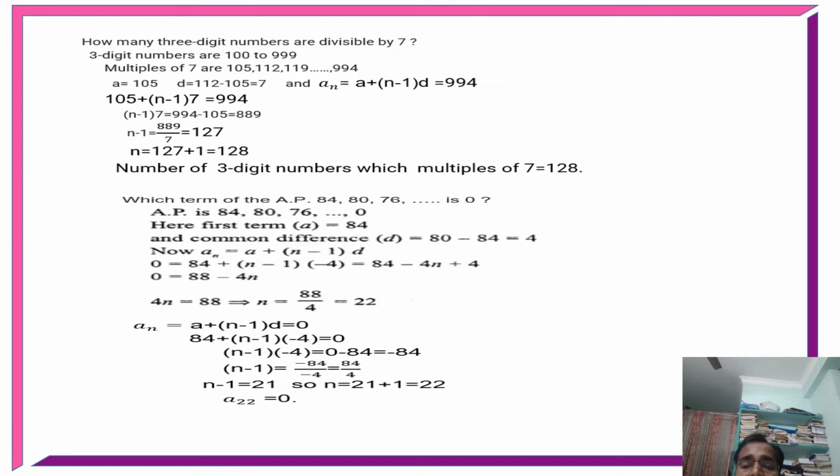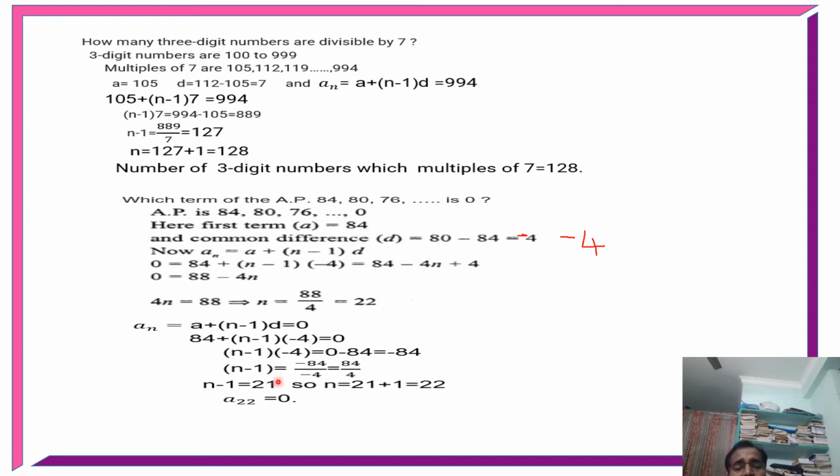Here the common difference is minus 4, students, because it is a decreasing AP. Now, if you observe, 0 equals 84 plus n minus 1 into d, where d is minus 4. This method is easy, which I have written down. an equals a plus n minus 1 into d equals 0, because 0 is the nth term. a is 84 plus n minus 1 into d, value minus 4, equals 0. If you transpose, it will become minus 84.